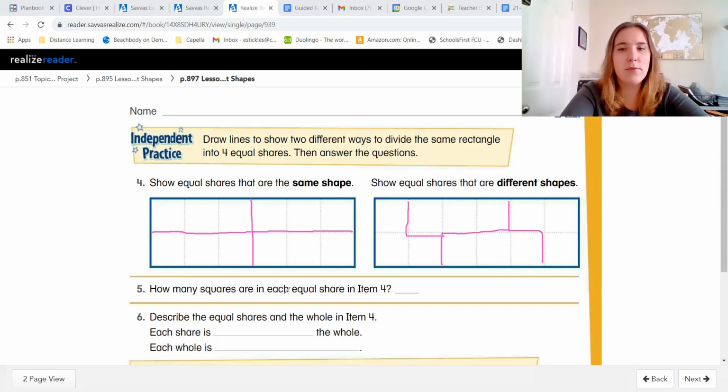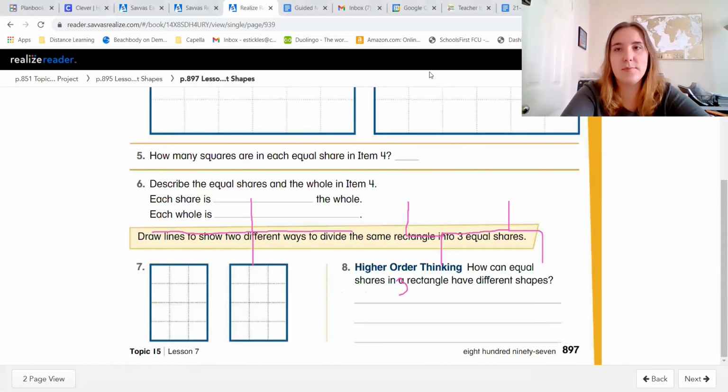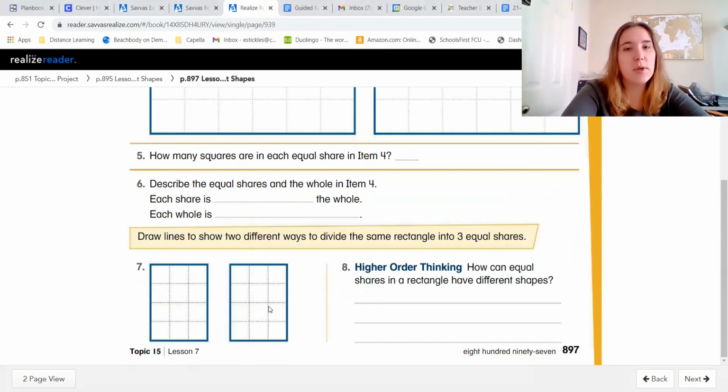I want you to think about number 4. How many squares are in each equal share? It's an easy question, isn't it? There's 3, right? Awesome. You're going to do number 6 in your homework, so we're not going to do that one yet. But let's go down to number 7. So number 7, we're going to do the same idea. We're going to split these 2 rectangles into 3 equal shares.